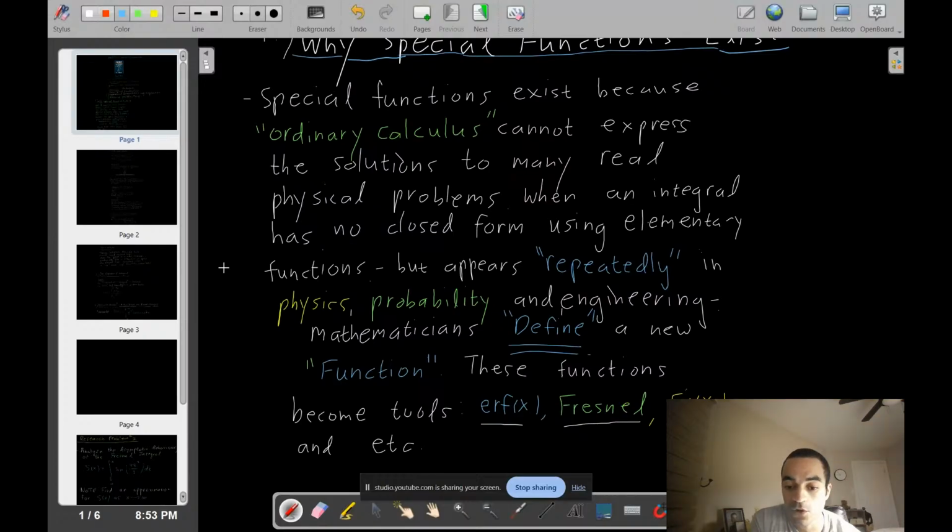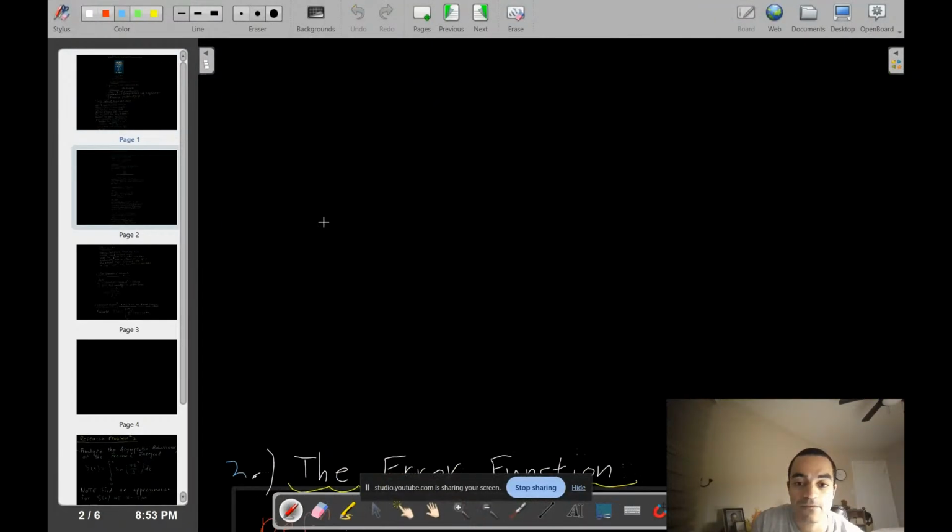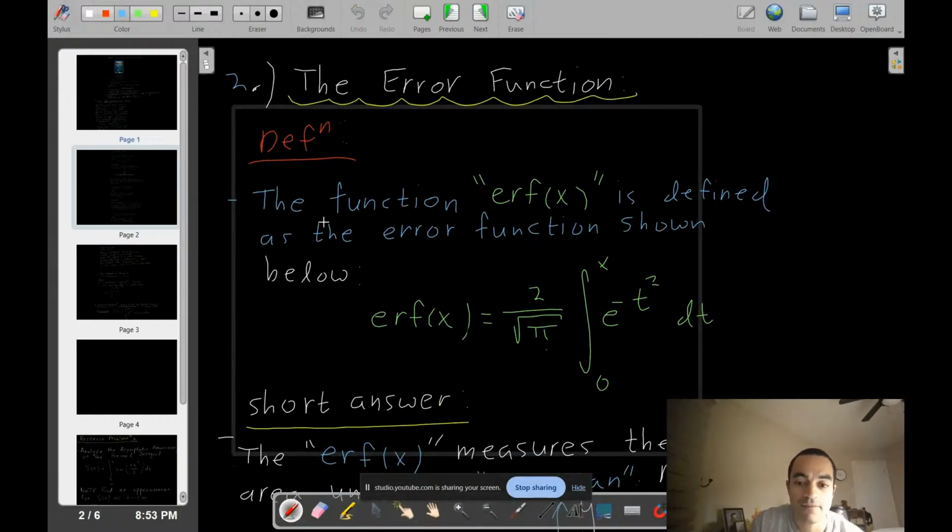Yes, we're going to look at each one of these special functions. Now we get into some interesting stuff today: something called the error function.